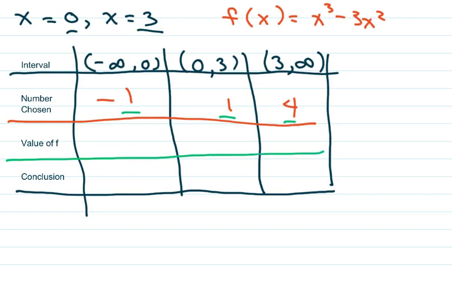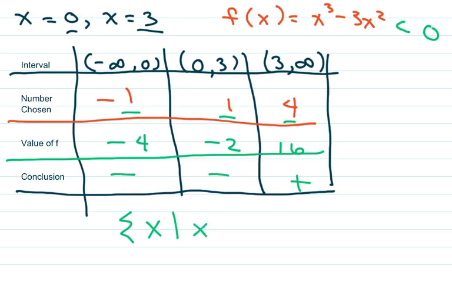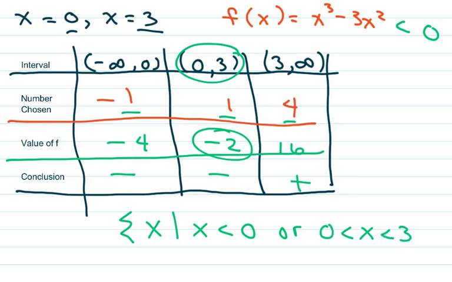And I got -4, -2, and 16. So the only positive we have is this. These both are negative, and the ones we want are negative. So my solution set is x such that x is less than 0, or, then we have this one as well. This is negative value. Or x is in between 0 and 3.